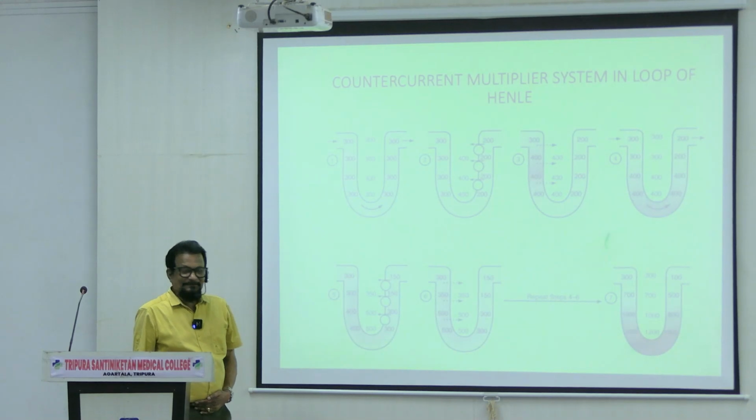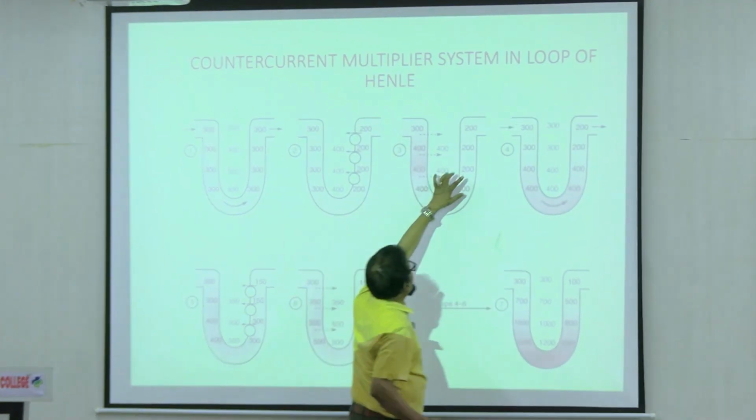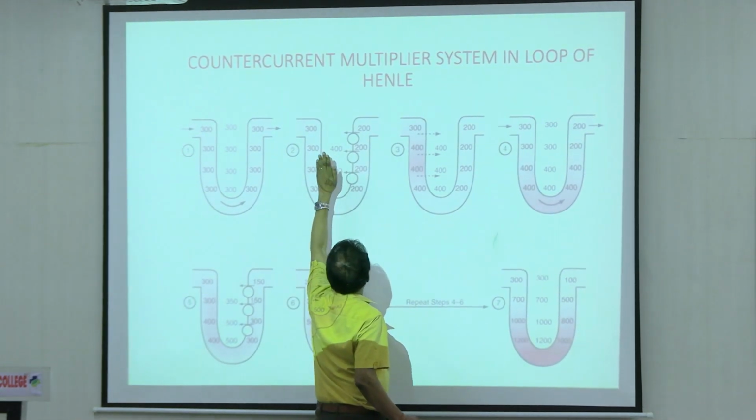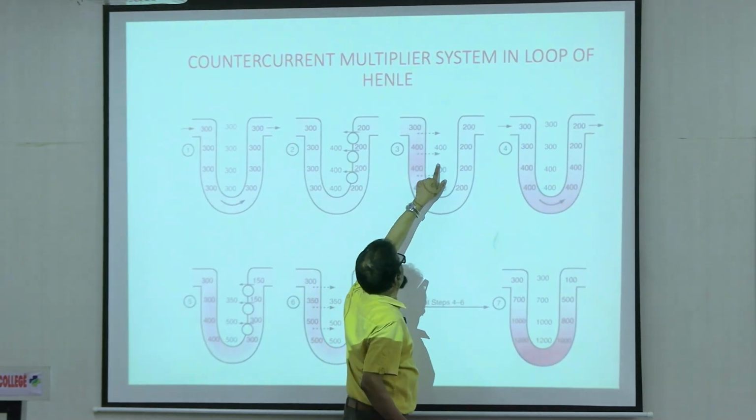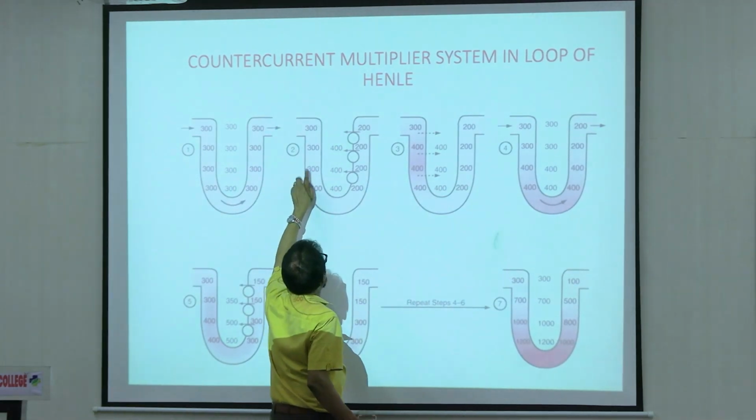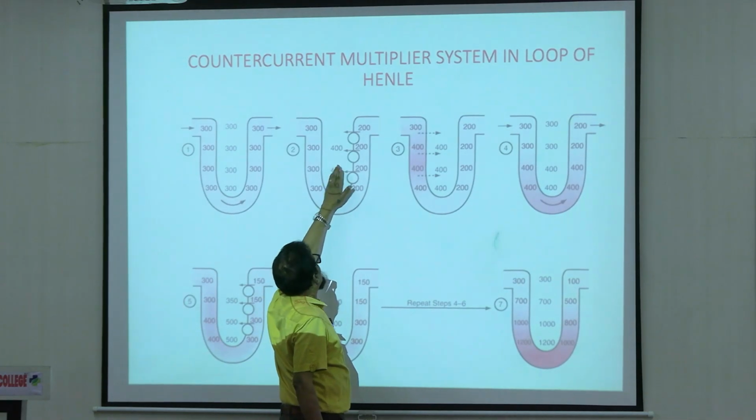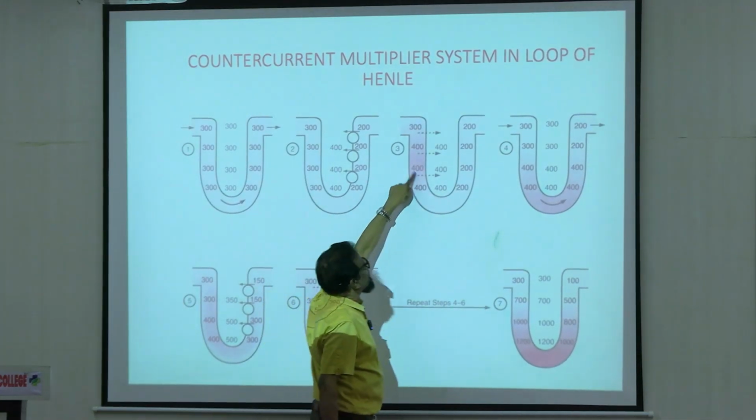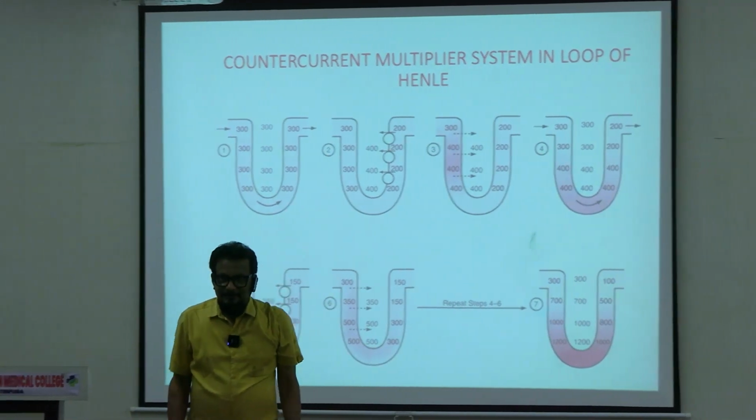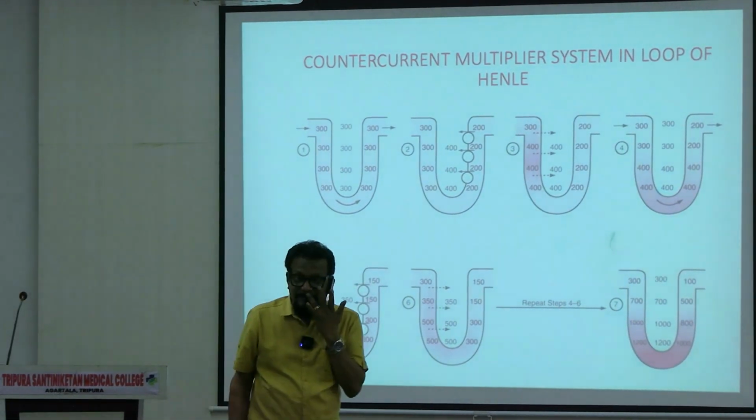So now we see, because of active transport or passive transport of sodium chloride here, its osmolarity increased to 400. But it was 300, so they have to be similar, and it will make this area also 400. Now they are isosmolar. Now this is stable.